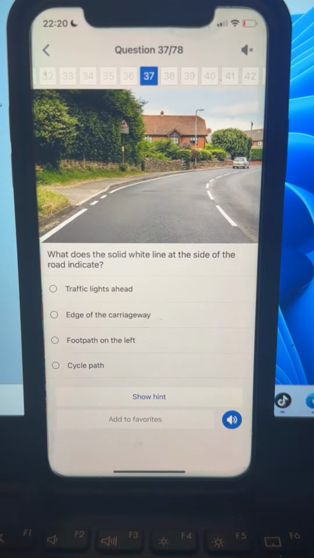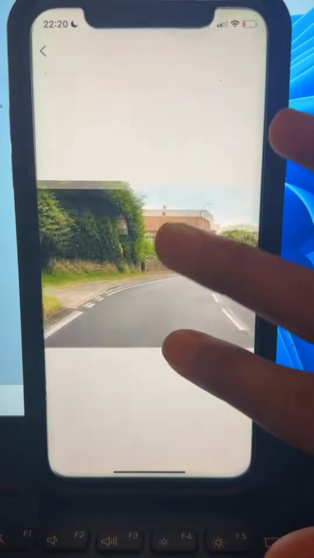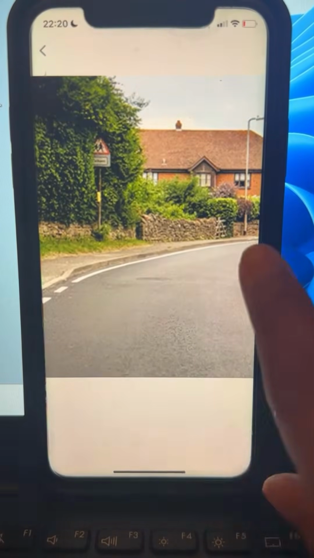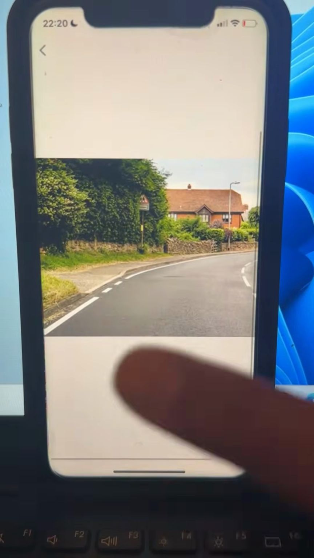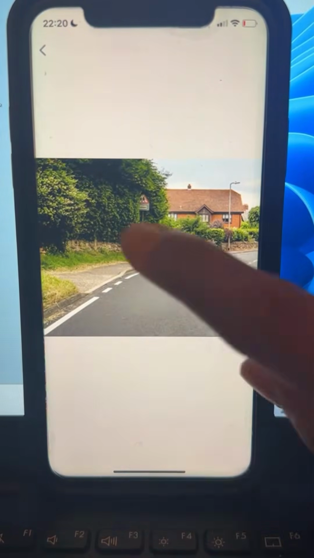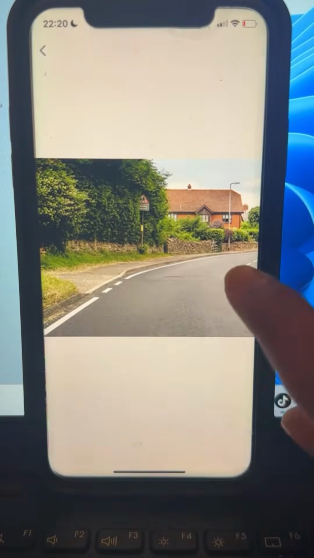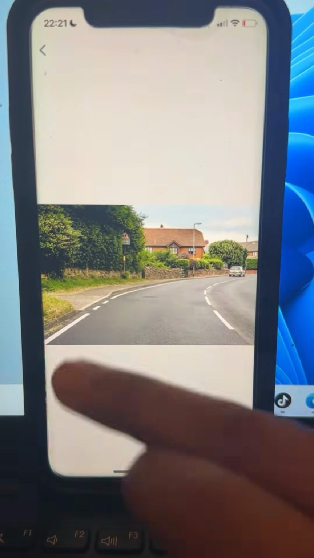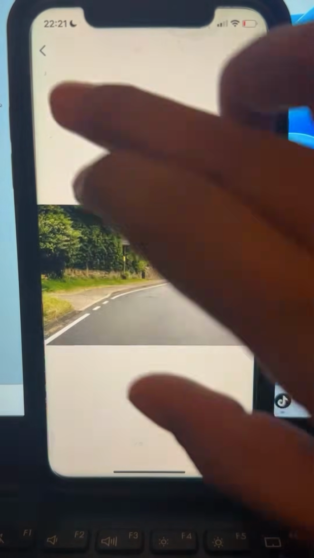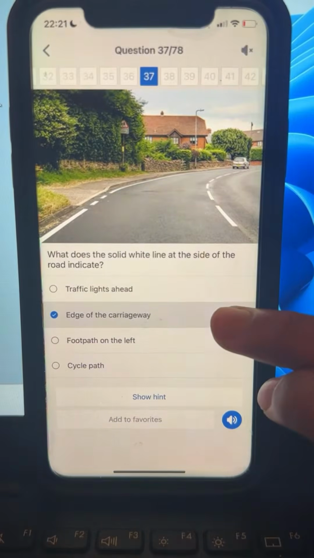So what does the solid white line at the side of the road mean? It's just marking the edge of the carriageway. I'm not covering signs, I'm covering painted lines. So this line is there to tell you it's just marking the edge of the carriageway.